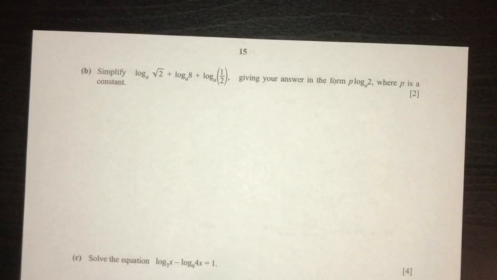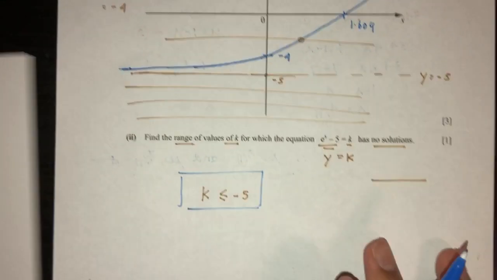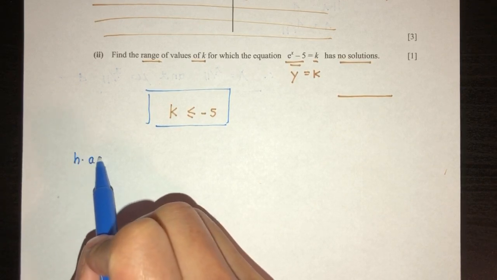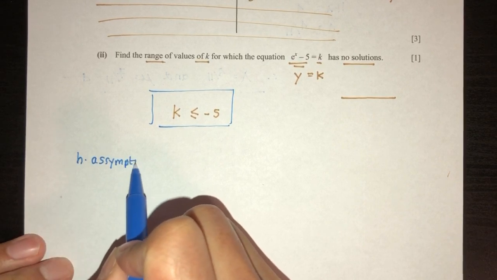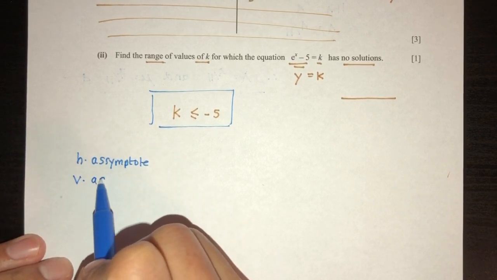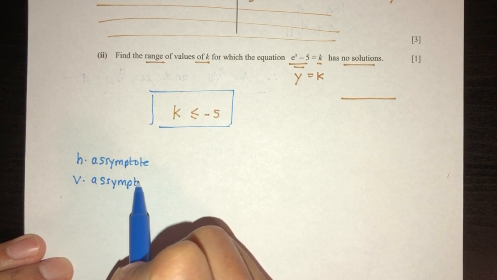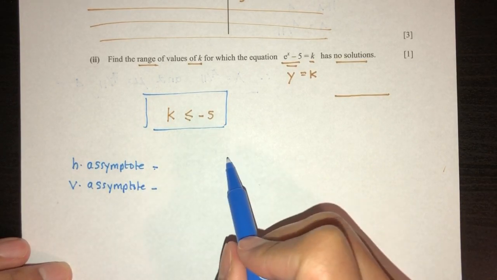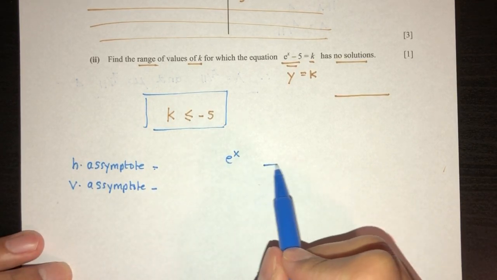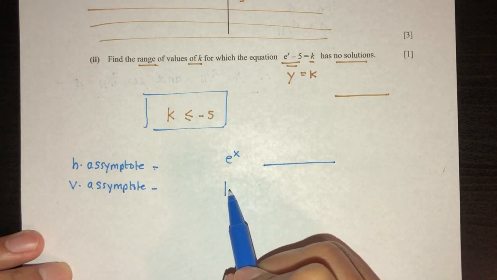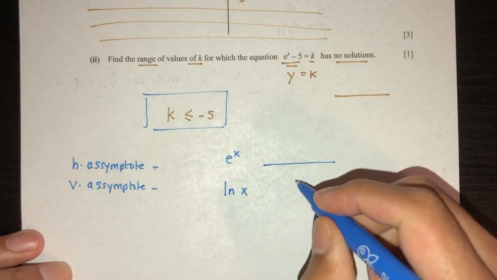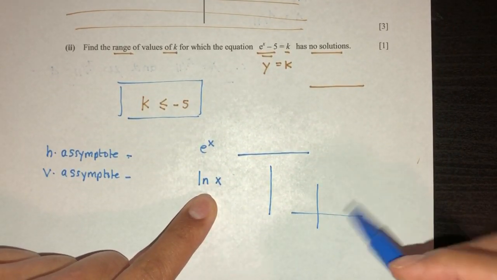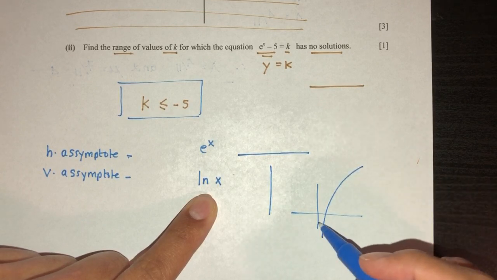Now, if you don't know the definition, you can write it down. We have two kinds of asymptotes: a horizontal asymptote and a vertical asymptote. An asymptote is basically a line that your curve will never meet. Usually for exponential curves, we have a horizontal asymptote, and for a logarithm curve, the asymptote will be vertical, because the shape of this one will be something like this. It will never meet this line.